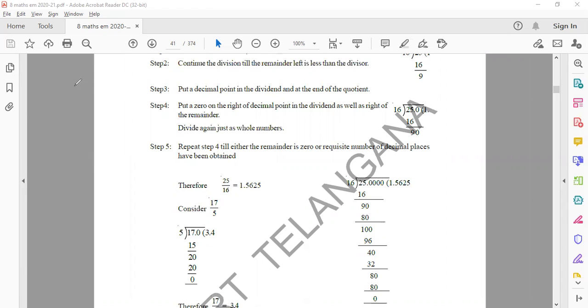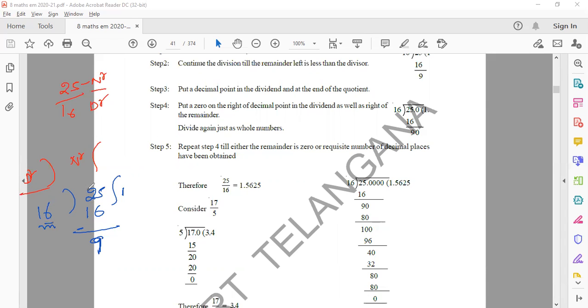25 by 16 means this is the numerator and this is the denominator. First you write the denominator, and you divide the numerator by the denominator. That is what they wrote, 16 into 25. So you should start working over here. 25 by 16: 16 ones are 16. Subtracting, 25 minus 16, I got 9.